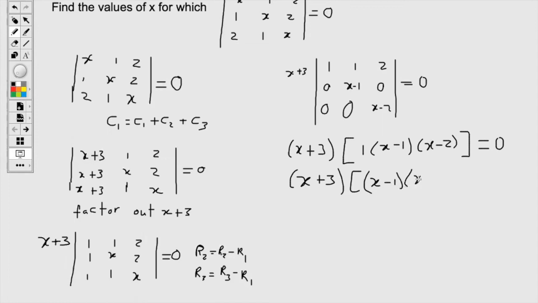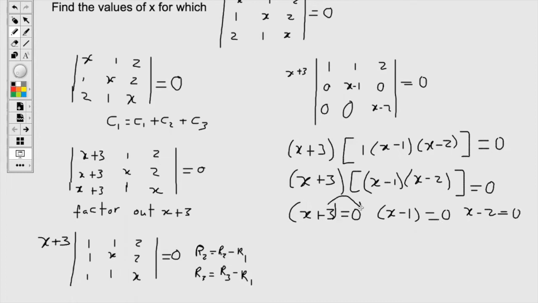From there, I'm hoping you're able to see that I have the answer here, because now I will equate each bracket to 0. So I have x plus 3 equals 0, x minus 1 equals 0, x minus 2 equals 0. Equating each bracket to 0, I have x plus 3 equals 0. x minus 1 is equal to 0. And x minus 2 is equal to 0.